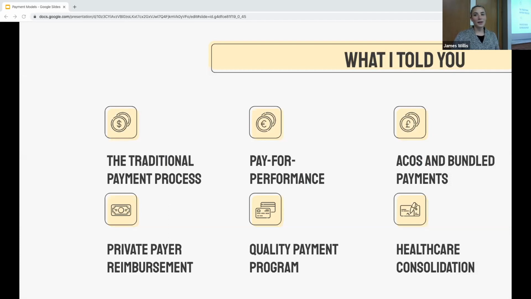So just a summary of the things that we talked about today: the traditional payment model, which is the fee-for-service model that Center for Medicare and Medicaid is using. Private payer reimbursement, which is not necessarily based on the fee-for-service model and is often higher than the traditional reimbursements. The pay-for-performance model, which is increasing as part of the ACA, and we're going to start to see a push towards more value-based care with the quality payment programs. And then some newer trends in healthcare, like the accountable care organizations, bundled payments, and healthcare consolidation.